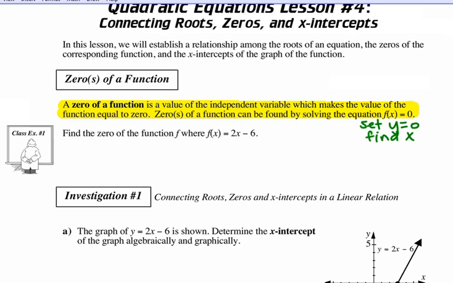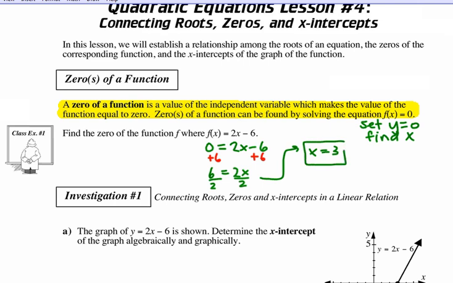Okay, so let's solve this function. It says find the 0. So we're setting our y to 0, solving for x. Plus 6, divide by 2. So 6 equals 2x, and then divide by 2, x is 3. Which makes sense. 2 times 3 minus 6, will that make 0? Yes.